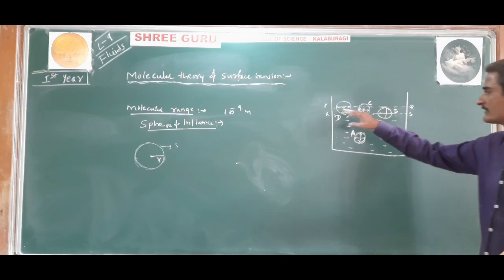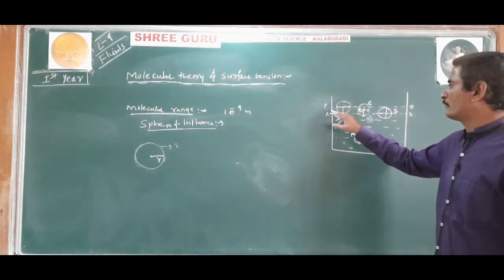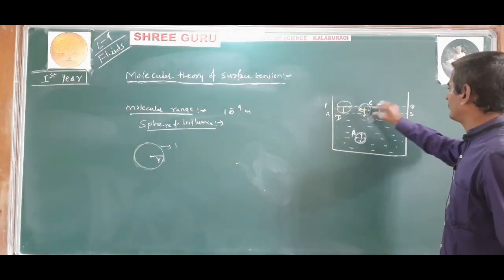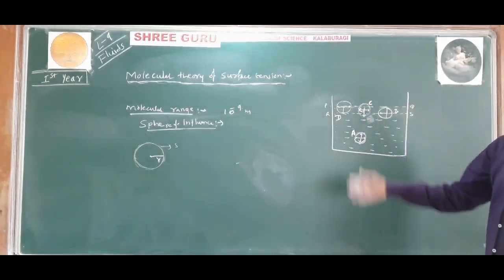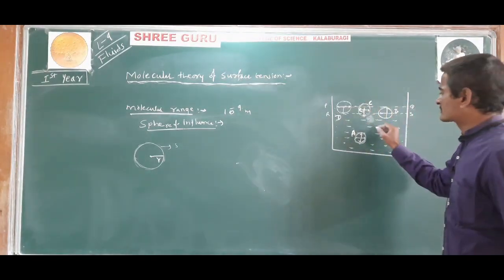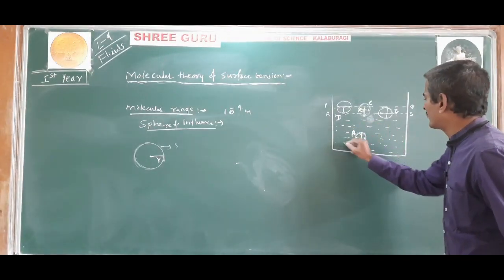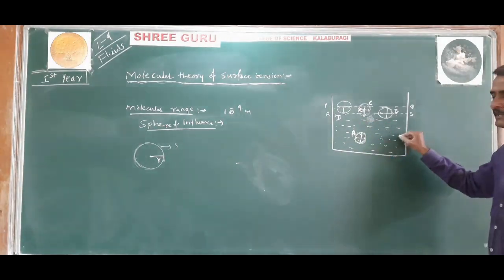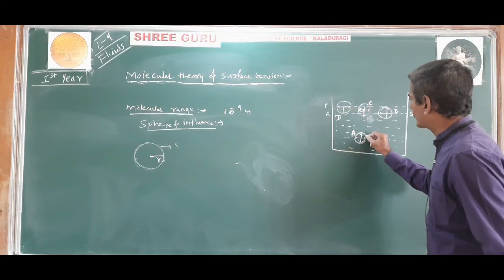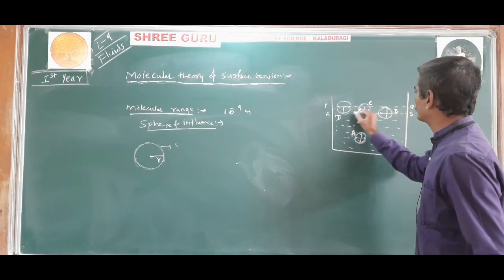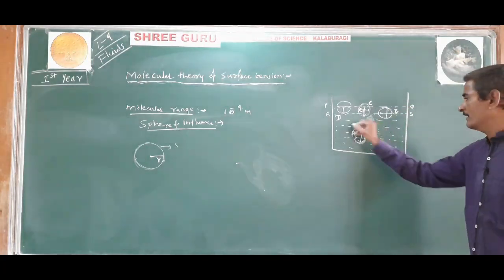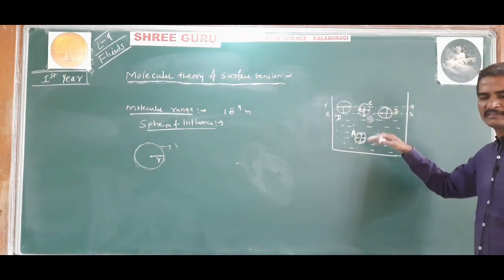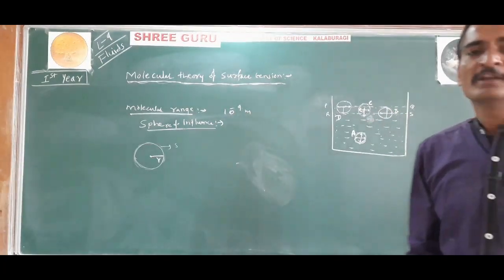Understood? See here, there will be a net downward force for all the molecules which are present within the surface PQRS. Hence, they will have more potential energy compared to the molecules which are well within the body of the liquid. So, compared to the molecule A, the molecules within the PQRS will have more potential energy.